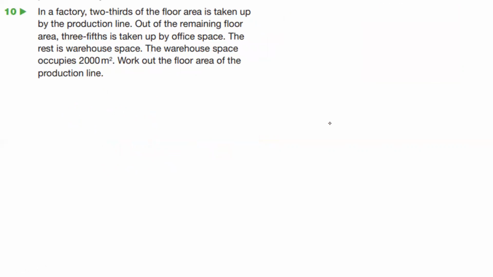This is the last question, but we need to give a little more attention to this question because it is a little tricky.